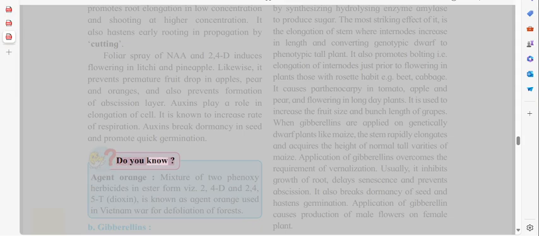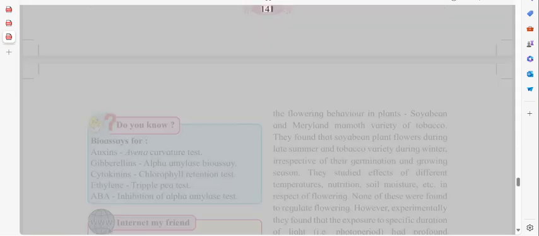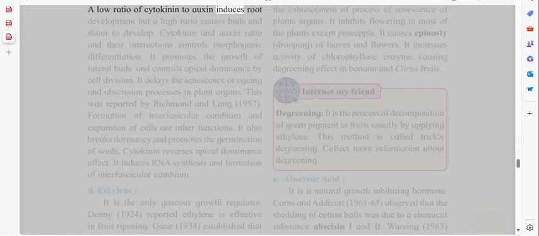Do you know? A low ratio of cytokinin to auxin induces root development but a high ratio causes buds and shoot to develop. Cytokinin and auxin ratio and their interactions control morphogenic differentiation. It promotes the growth of lateral buds and controls apical dominance by cell division. It delays the senescence or aging and abscission processes in plant organs. This was reported by Richmond and Lang, 1957.